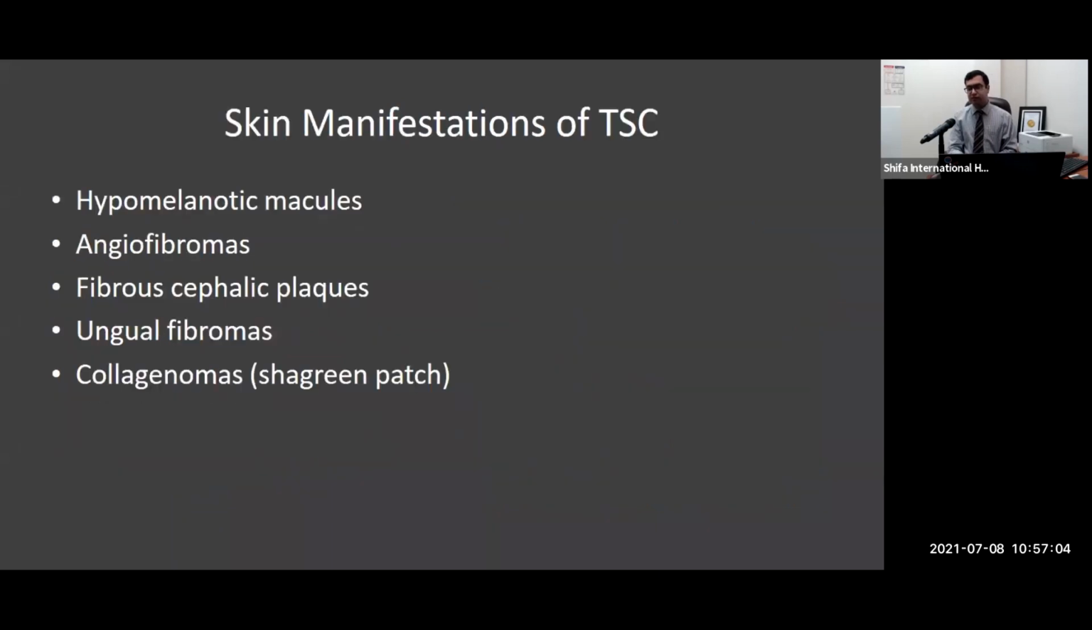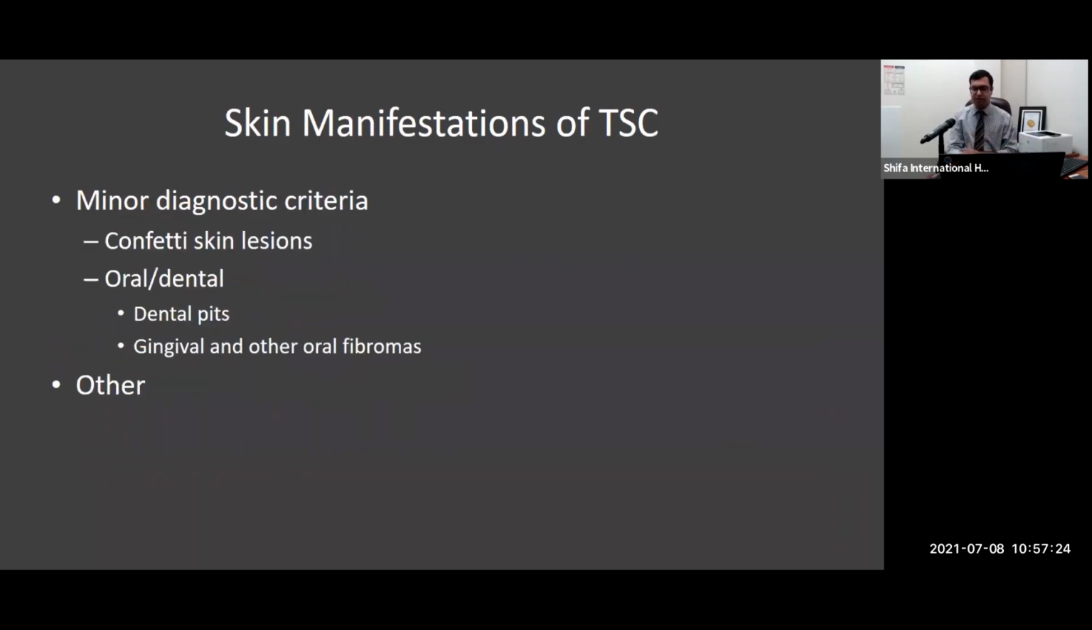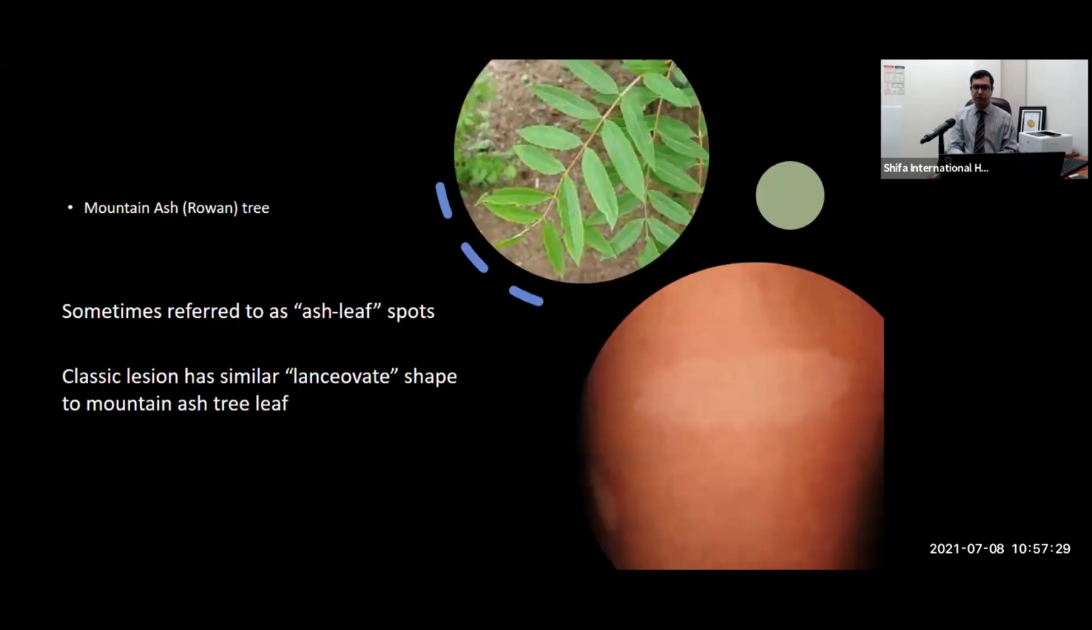So skin manifestations of tuberous sclerosis, that's what we want to talk about, because twice, in fact 3 times, I've seen patients being treated for acne, when it actually was not. So we'll talk about that: hypomelanotic macules, angiofibromas, collagenomas, which are shagreen patches, and then other minor diagnostic criteria for TSC. So hypomelanotic macules or ash leaf macules, these are like ash leaves, and you can see this is very typical.